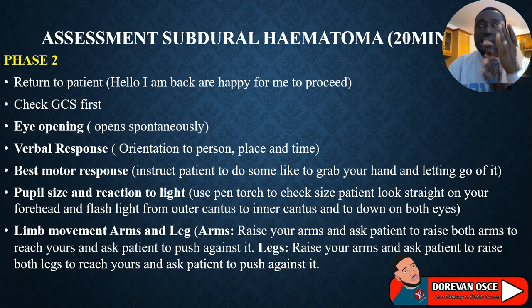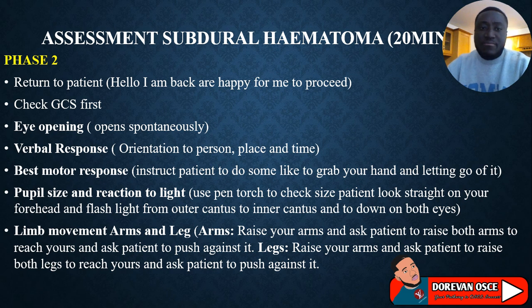The same way, you can let the patient close one of the eyes while you do the other eye, or let the patient fix the eyes on your forehead. Then you flash the light from the outer contours to the inner contours, so from outside to inside, and then you bring it down and do it for the other eye. If the patient blinks the eye, it means there is pupil reaction, so you give a plus for pupil reaction. And if there is no reaction, you give an indication of minus on the GCS chart.